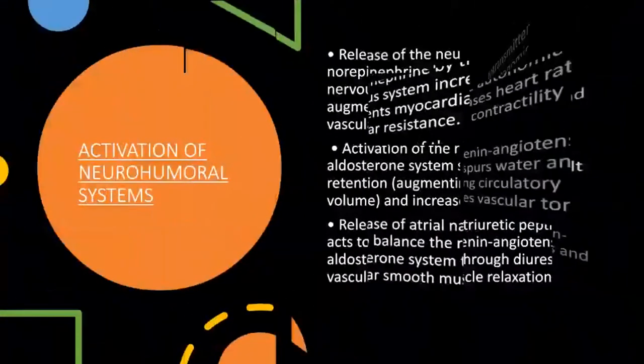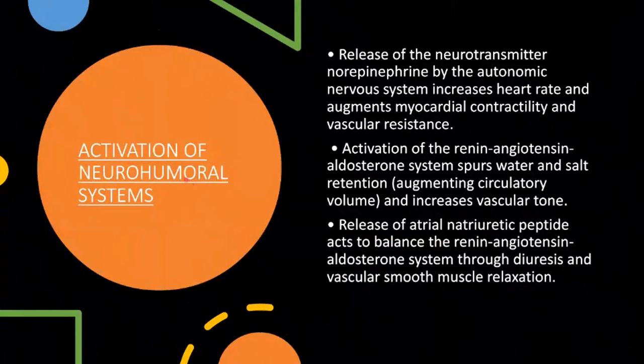Now, let's look at the second mechanism, which was activation of the neurohumoral systems. Now, one way is release of the neurotransmitter norepinephrine by the autonomic nervous system, the sympathetic division. And this will increase the heart rate, augment the myocardial contractility, and also increase the peripheral vascular resistance. This will enable the delivery of blood to tissues.